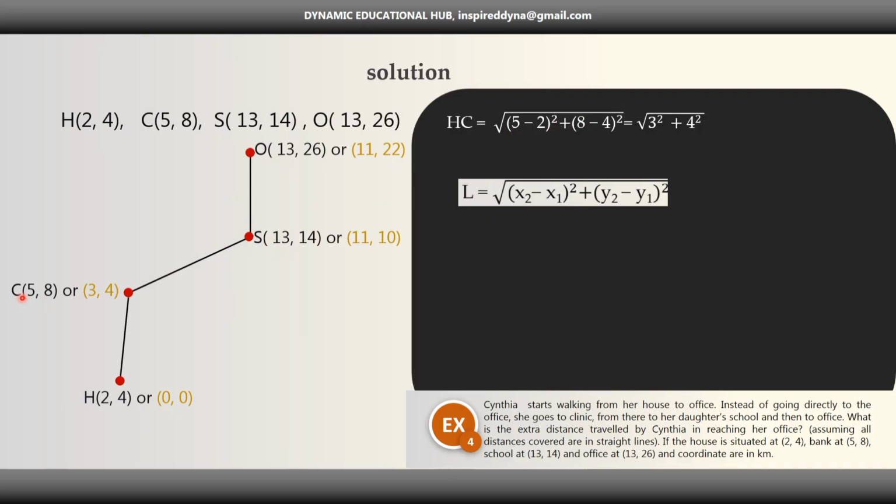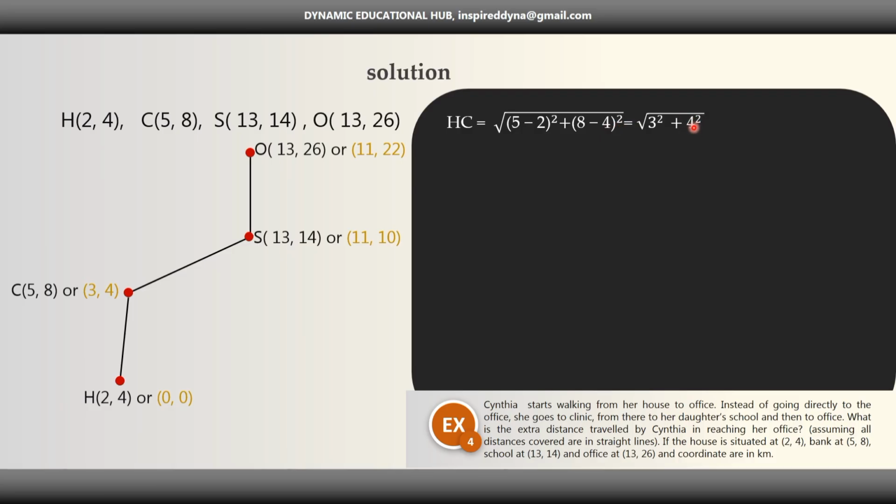Your x2 here is 5, x1 here is 2, you have (5 minus 2) squared, plus 8 minus 4 squared. What is 5 minus 2? You have 3. If you are using this coordinate, you see this one is 0, so you just forget about it and use this in your formula. That is why we have 3 squared plus 4 squared. 5 minus 2, 3 squared. 8 minus 4, 4 squared.